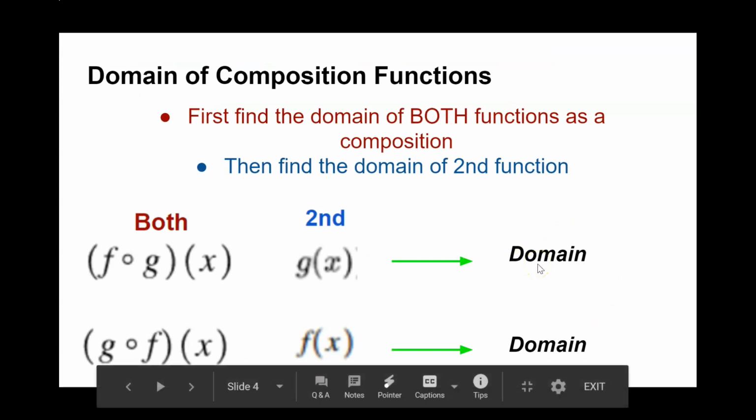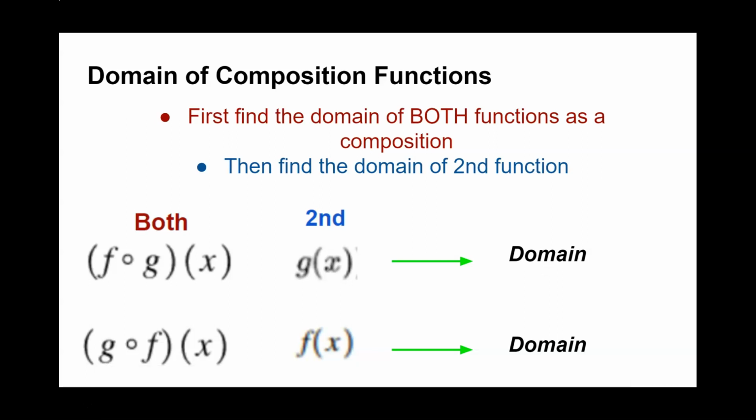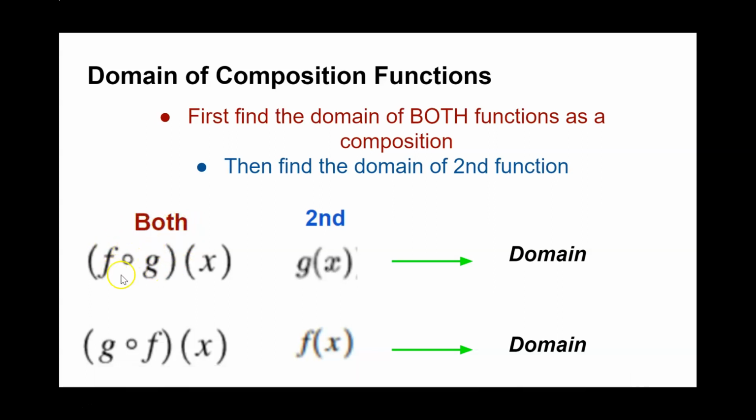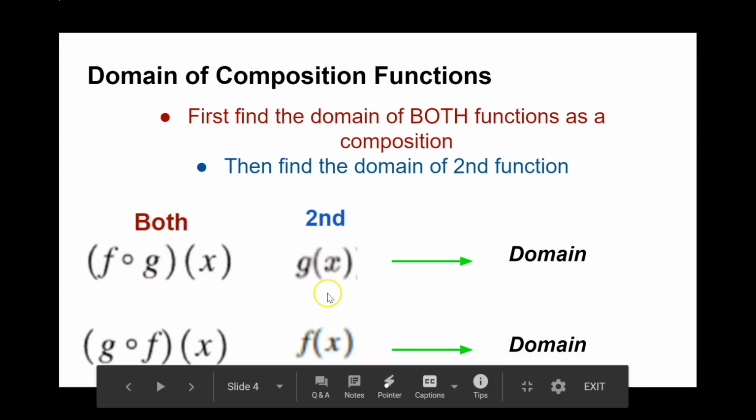So once you draw your number line, whatever overlaps, like we talked about last, I think, Monday, whatever overlaps is going to be the domain for the composite. So that's how you need to find the domain of the composite. Find the domain for the first part first, and then the second one next.